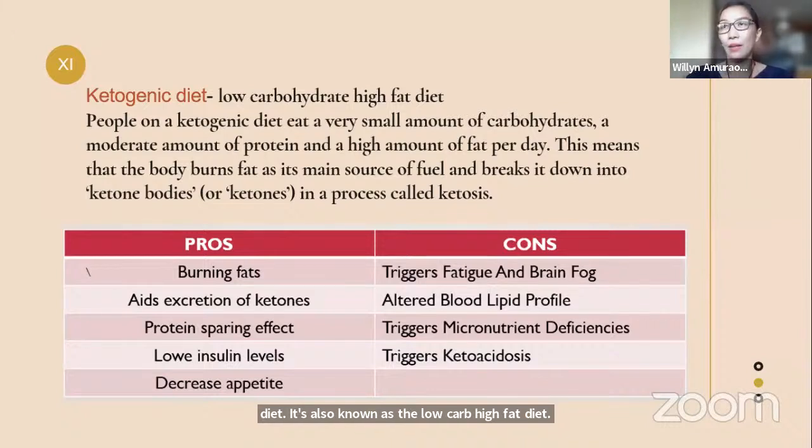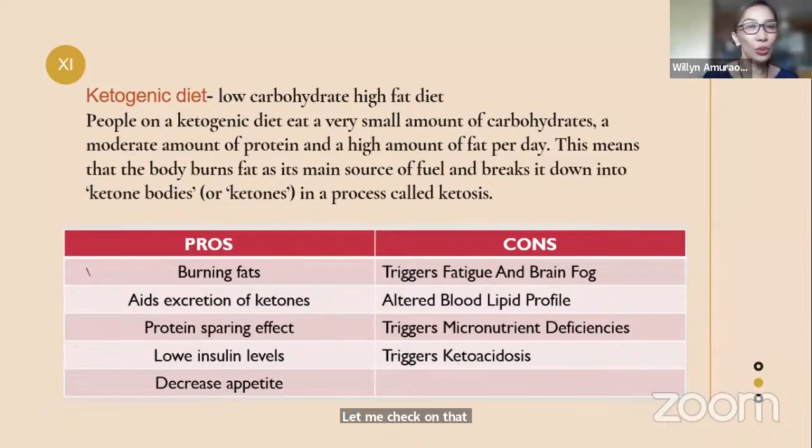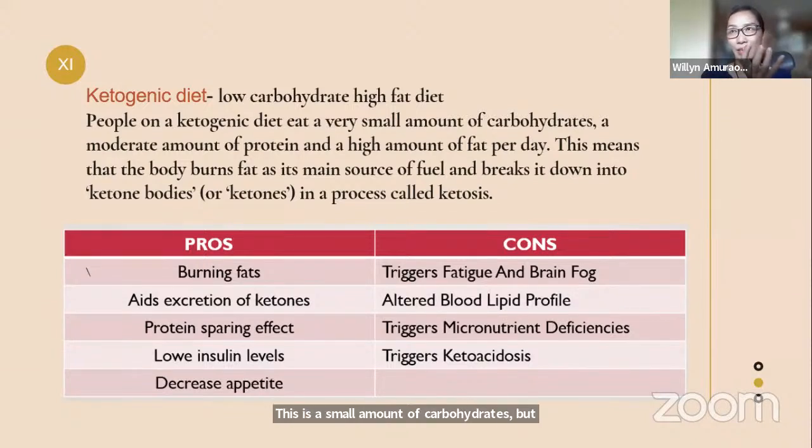Okay. Let me check on that. So people on keto diet eat a very small amount of carbohydrates and protein, and high fat per day. It's like a plate: a small amount of carbohydrates, but plenty of protein and fats. They believe the keto diet is good because they will not get a disease like diabetes.